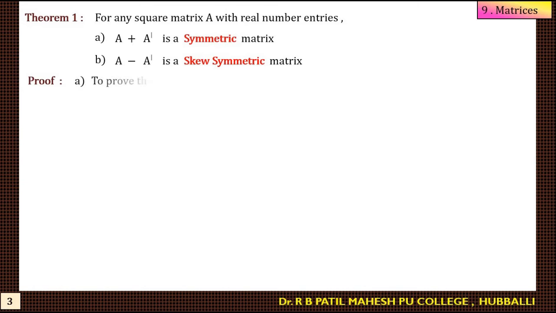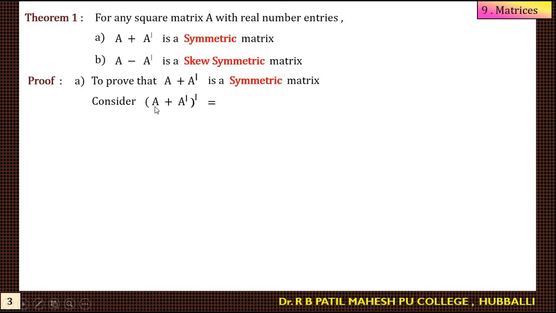The first one, to prove that A plus A dash is a symmetric type, just now I defined a symmetric type. To check the symmetric type of any matrix, always we have to check its transpose, because A dash is equal to A we should get, no? Like that, now A plus A dash whole dash we should get the same, A plus A dash. So to prove that A plus A dash is a symmetric matrix, consider A plus A dash whole dash.